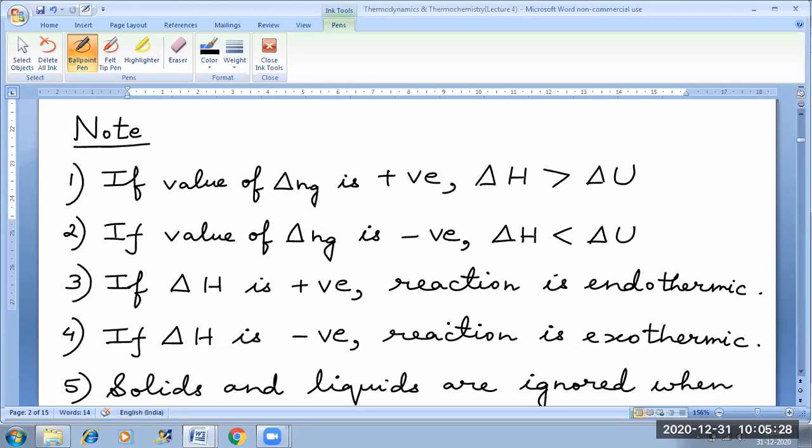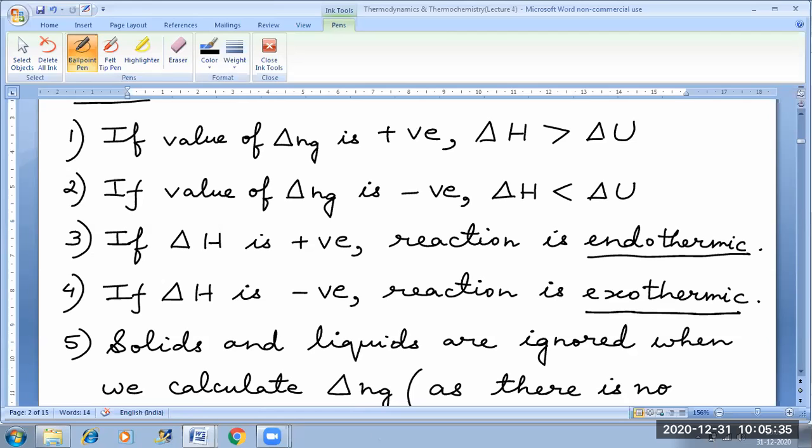If delta H is positive, reaction is endothermic. If delta H is negative, reaction is exothermic. Very, very important points. We will use this again later in the last 2-3 lectures. But now you should know that if delta H is positive, reaction is endothermic. If delta H is negative, reaction is exothermic. What is an exothermic reaction? Energy is released. So delta H is negative, that means reaction is exothermic. Energy will be released to the surroundings.